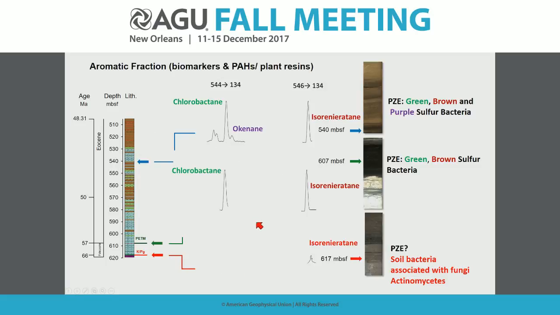So do we find these markers? Yes, we do. We find isorenieratane in all the samples.